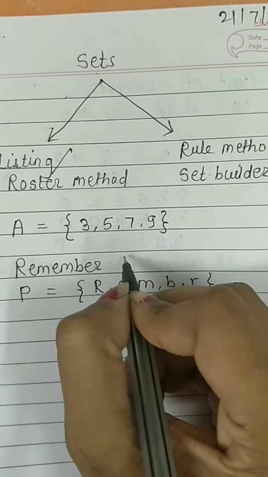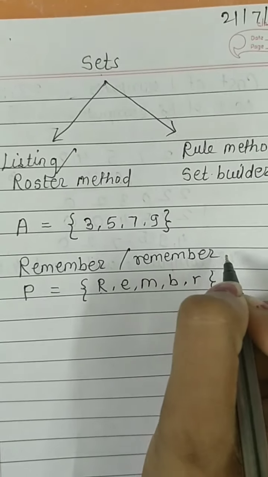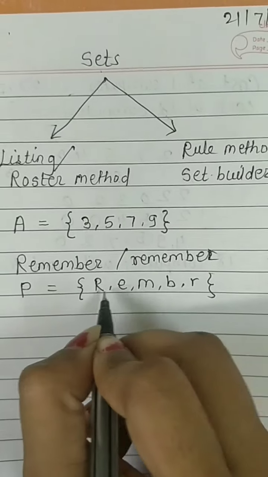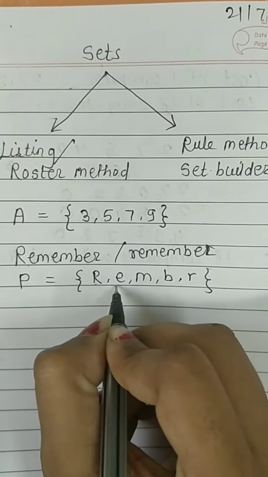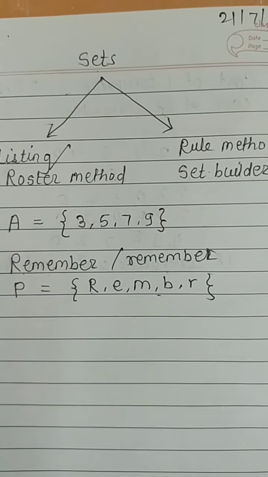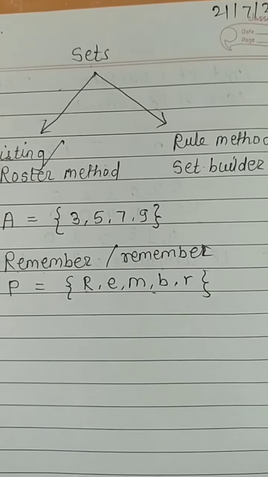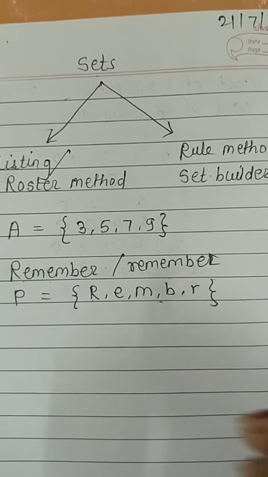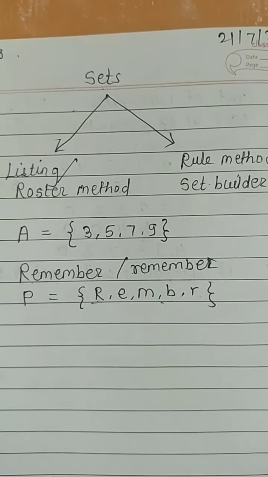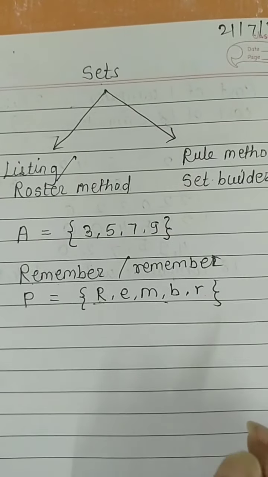If you have written this word as remember, then you don't need to write R 2 times, you don't need to write E 2 times or M 2 times. You will write every element only one time. An element cannot be repeated. The reason I have written this capital and this small R is that I have written it 2 times. So this is the listing method.